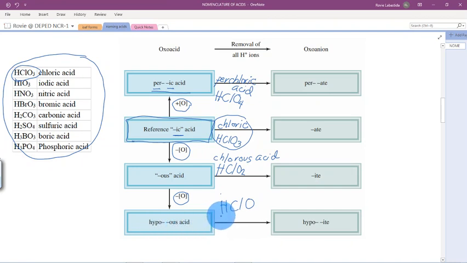So, what will be the name? That would be hypochlorous acid. Hypochlorous acid. Alright. So, did you get that?